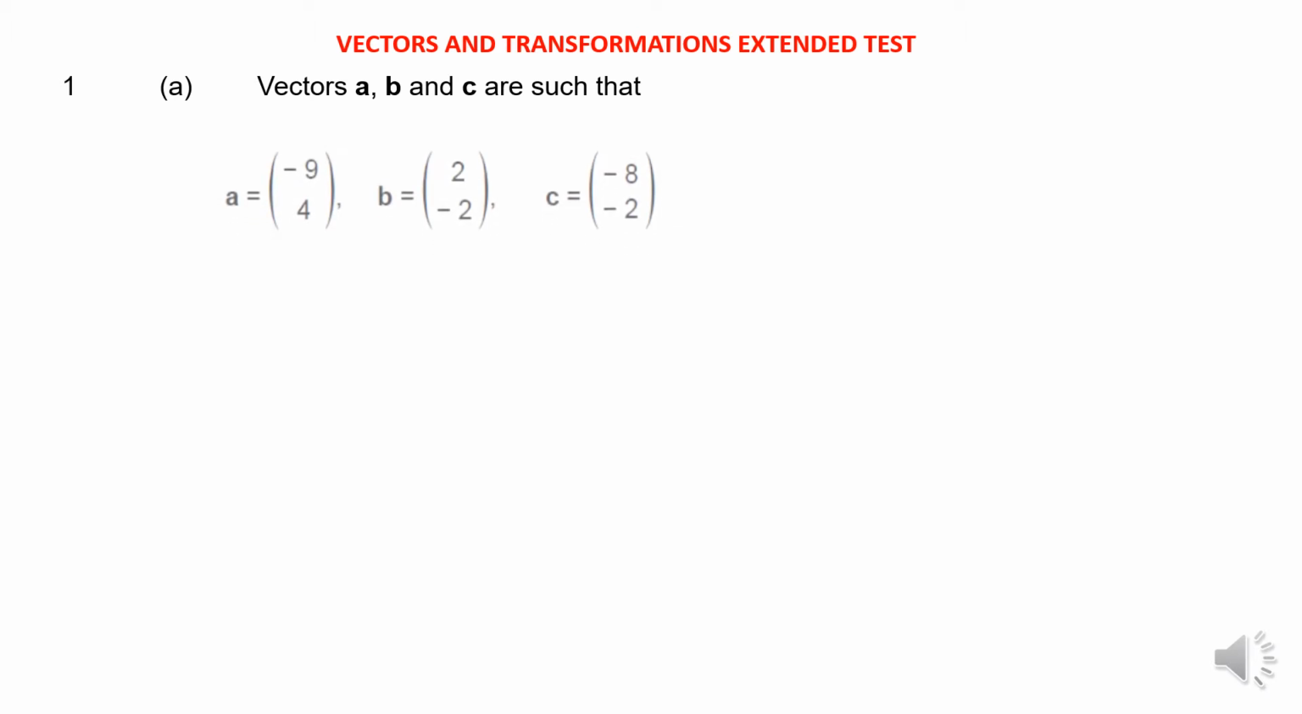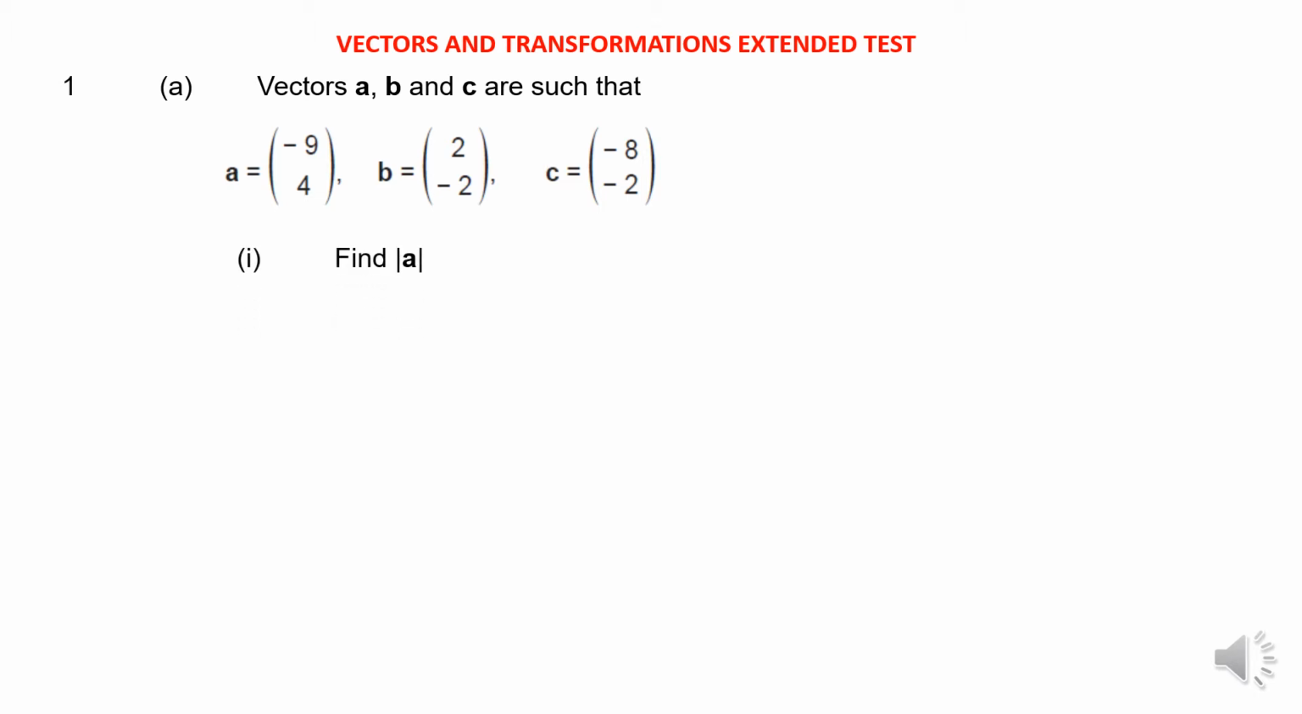Right, so they are saying these vectors A, B, and C are such that vector A is (-9, 4), vector B is (2, -2), and vector C is (-8, -2). So you were supposed to find the modulus of A, that means the line segment, and we use Pythagoras here to find the modulus of that vector. So I was expecting an answer of 9.85 if you round it to 3 significant figures.